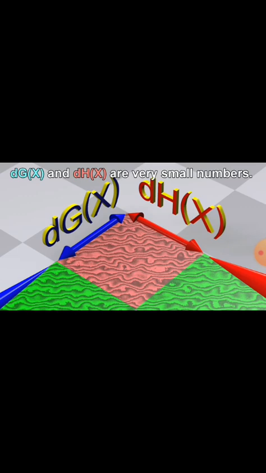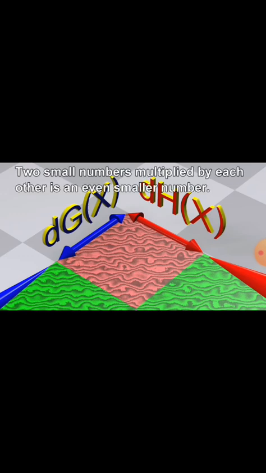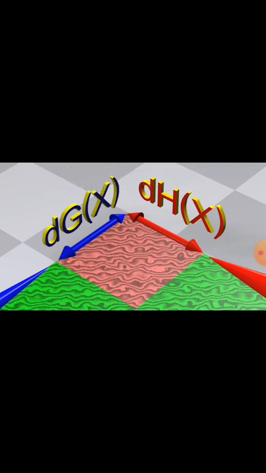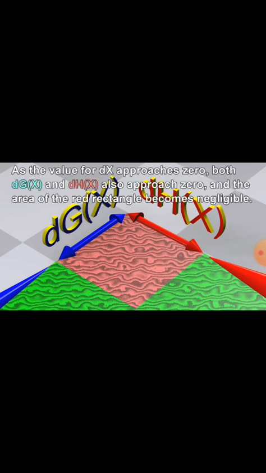dg and dh are very small numbers. Two small numbers multiplied by each other is an even smaller number. As the value for dx approaches 0, both dg and dh also approach 0, and the area of the red rectangle becomes negligible.